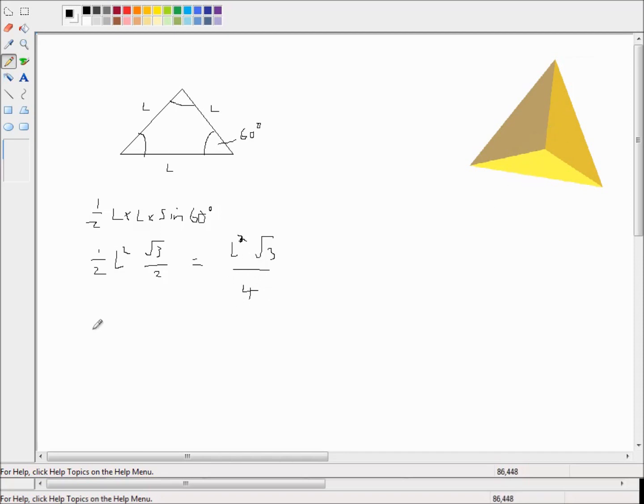So all four faces, the surface area is equal to 4 L squared root 3 over 4. The 4's cancel, leaving us with L squared root 3. So that's the surface area of the regular tetrahedron, it is just L squared root 3.